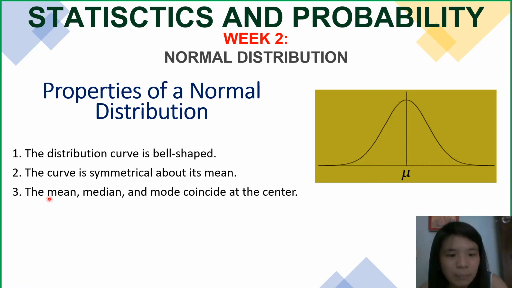Pangatlo naman, the mean, median, and mode coincide at the center. Co-coincide ba siya sa center? Ito actually, yung sa normal distribution, kapag yung sa pinakagitna niya, itong line na to, hindi lang talaga siya mean. Median din siya, and mode din siya. Kaya, normal distribution din itong graph na to.